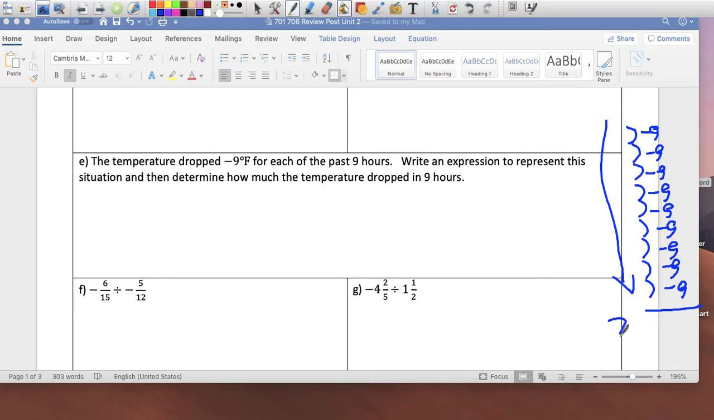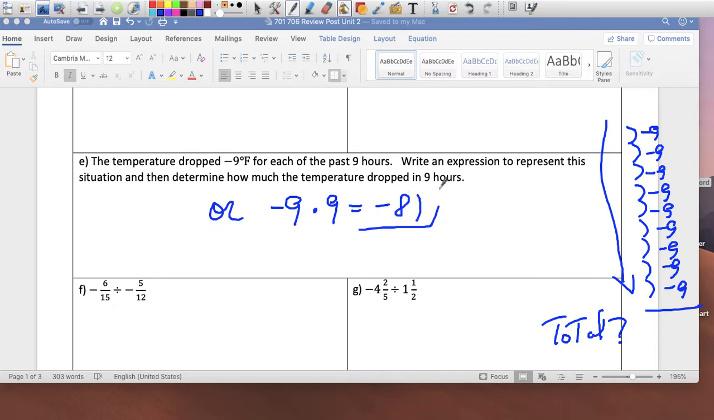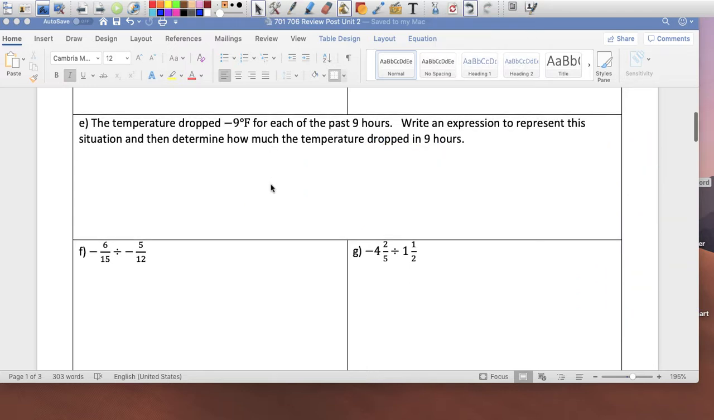So what's the total? How much did the temperature drop? Well, it's negative 9 plus negative 9 plus negative 9, and so on, or you can do negative 9 times 9. That's going to give us negative 81. That's a big drop. I think I should have used different numbers, but you get the idea.